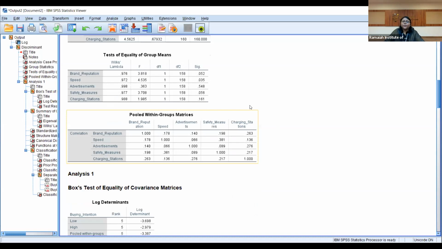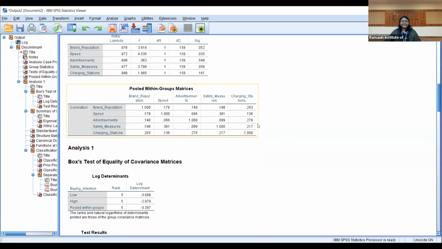Now this is the pooled within group matrices. That means it will show you the correlation between all these independent variables that I have taken. So with all these individual variables, you will find out the correlation. If you see, there is a low correlation between them because it's hypothetical data, but you might not end up with a result like this. You might end up having a very positive correlation, say 0.5. Now all these are positive, but the values are very low. So in this case, the correlation values are low. Okay, so nothing to do with this.